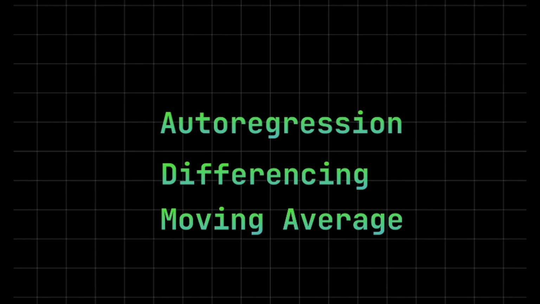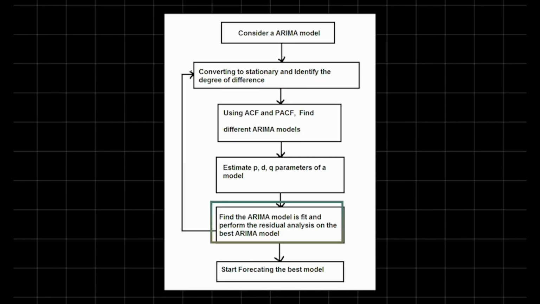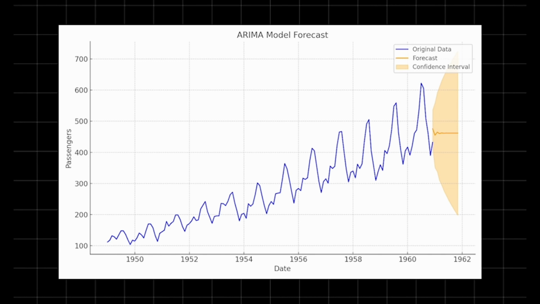In autoregression, the model uses past values to predict future trends. Differencing helps to stabilize the time series by removing trends or seasonality, making the data stationary. The moving average component smooths out short-term fluctuations by modeling the error term as a linear combination of error terms from previous time steps. Together, these components enable ARIMA to capture various patterns in time series data, providing accurate forecasts.